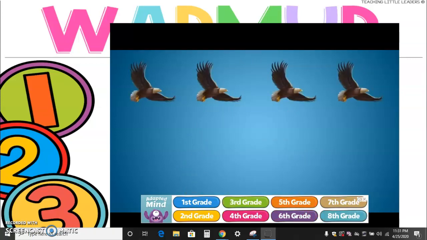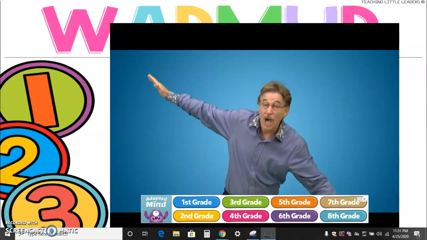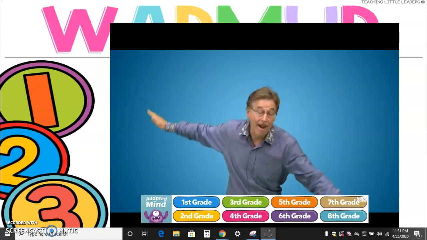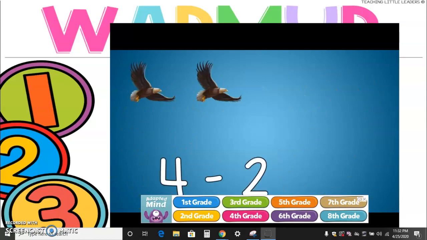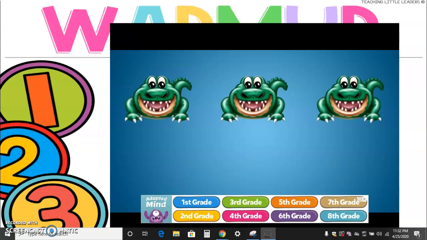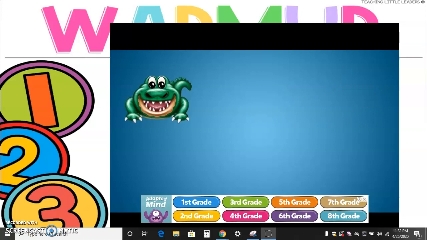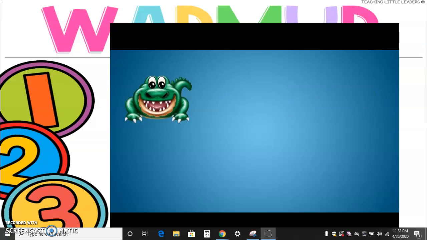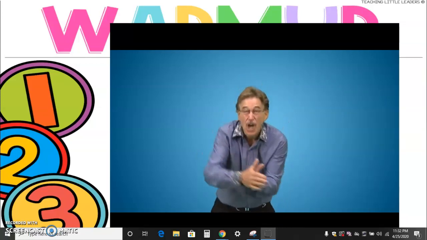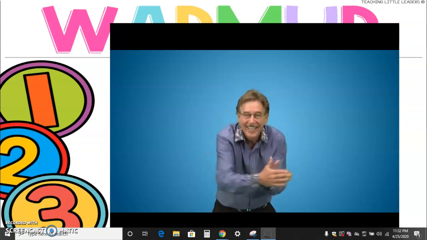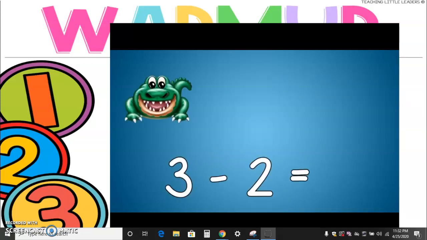4 bald eagles are gliding through the air. 2 bald eagles fly down and land somewhere. How many bald eagles are gliding through the air? 4 minus 2 equals 2. 3 alligators are swimming in the lake. 2 alligators go on the grass and take a break. How many alligators are swimming in the lake? 3 minus 2 equals 1.